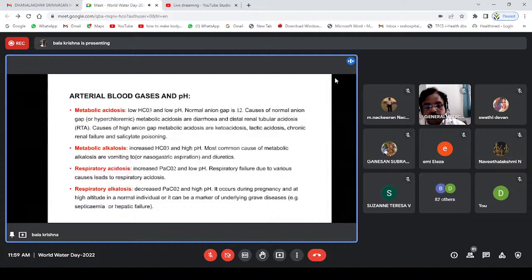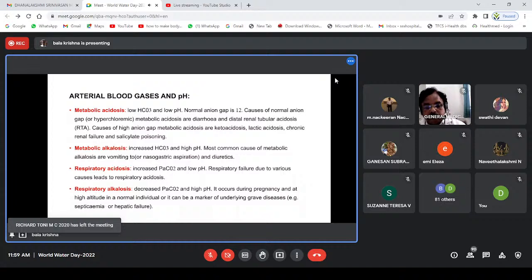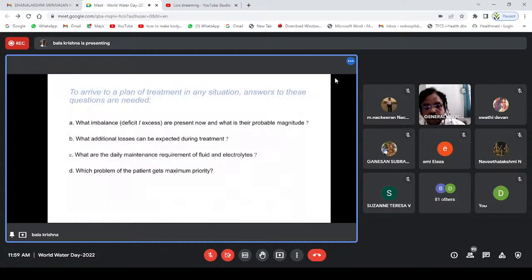Metabolic alkalosis in the case of vomiting or NG tube aspiration. Respiratory alkalosis and respiratory acidosis. Respiratory acidosis in a respiratory failure state. Respiratory alkalosis in the case of septicemia and hepatic failure.